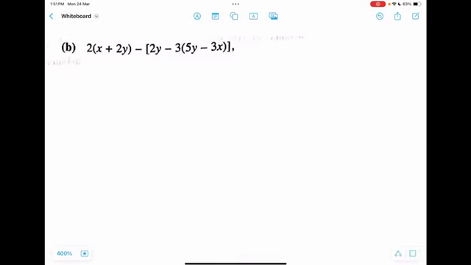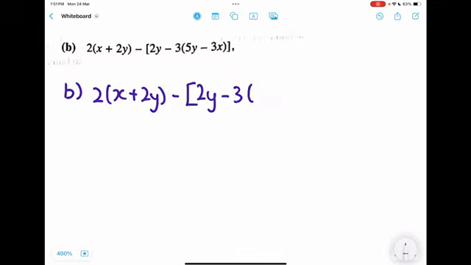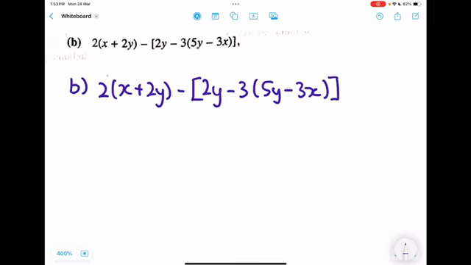Moving on to the next question, question B. B wants us to expand and simplify 2 times x plus 2y minus square bracket 2y minus 3 bracket 5y minus 3x close bracket, close bracket. I am going to use the same rainbow method to expand my algebra expression. So looking at this, I have 2 times positive x, that would give me 2x, and positive 2 times positive 2y, and that would give me positive 4y.